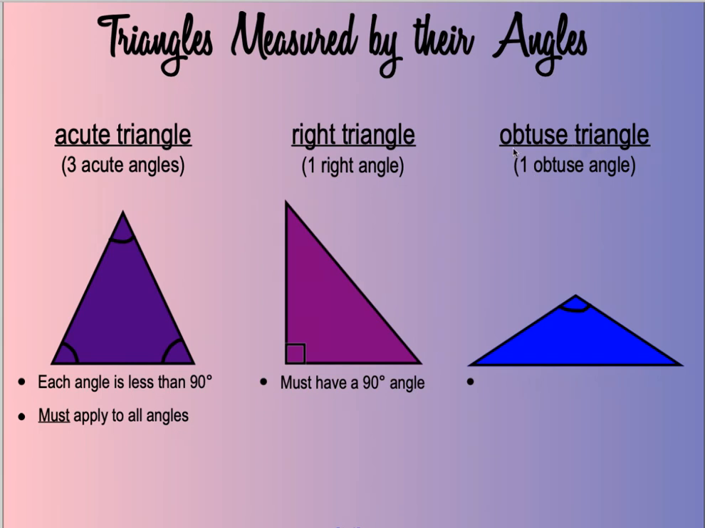Then my last type, when I talk about angles, is an obtuse triangle. And you can see here our obtuse angle is labeled. And this is a wider open angle. You can only have one obtuse angle in a triangle, and it has to be more than 90 degrees. It cannot be 180 degrees because that would be a straight line.